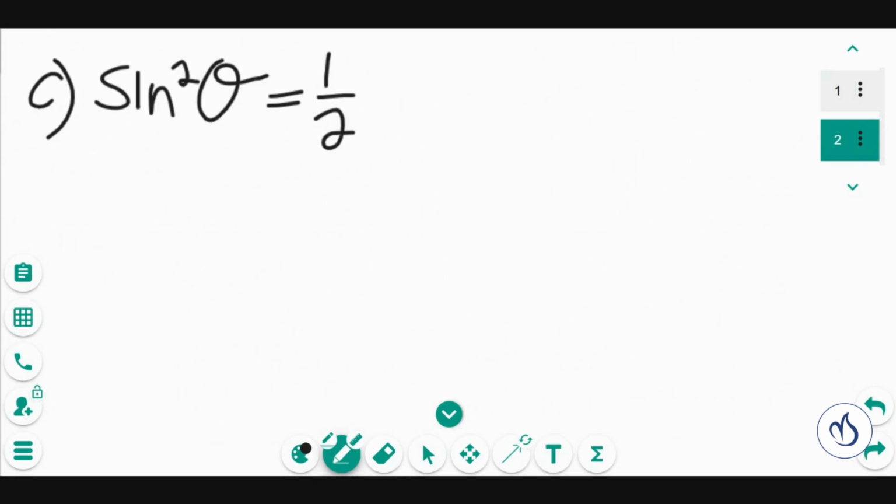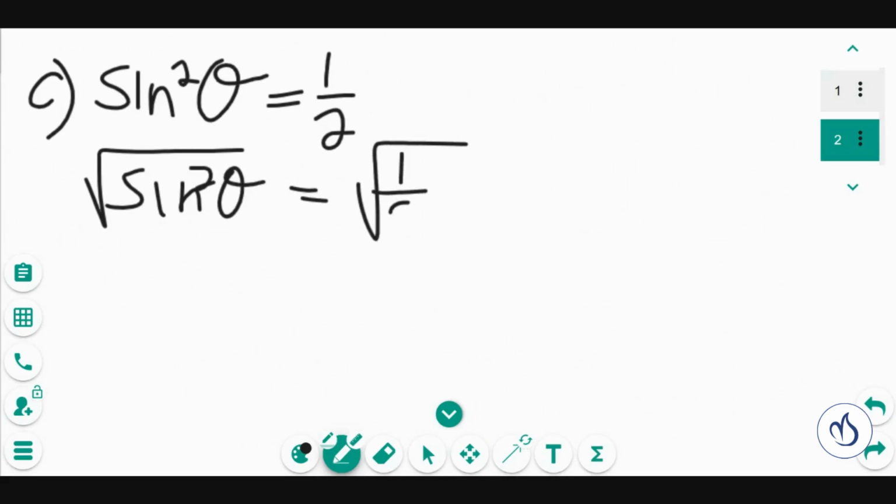The first step, of course, the best first step to do here is simply to take the square root. We don't want to work in the squares. We just want to work in numbers that are not squared. So when I take the square root on both sides, this is what I'll have: the square root of sine squared theta is equal to the square root of a half.